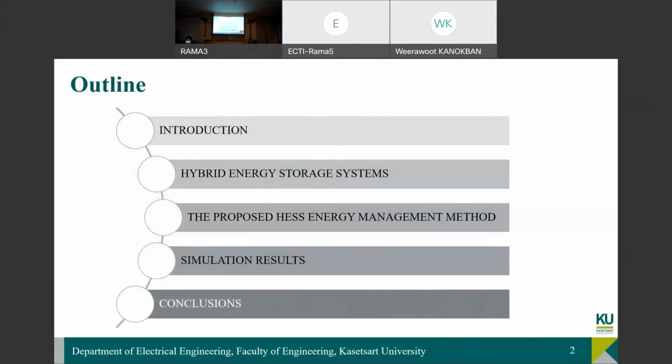This presentation is divided into 5 parts. The first is the introduction. The second is we discuss the hybrid energy storage system. The third is the proposed energy management method. The fourth is the results. And the last one is the conclusion.